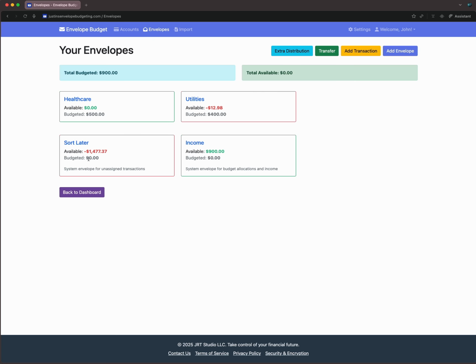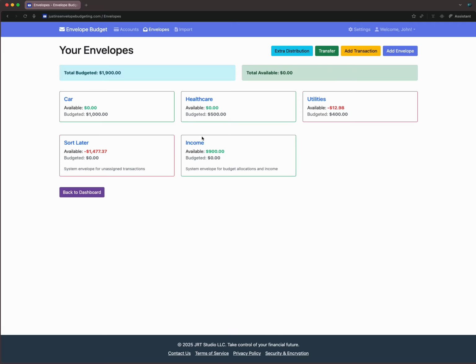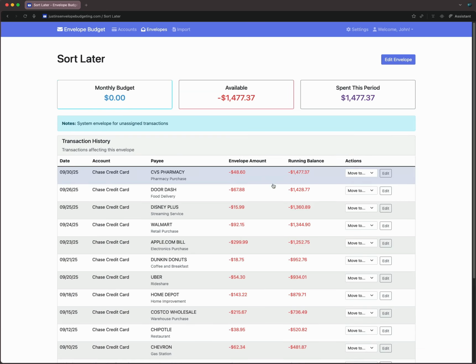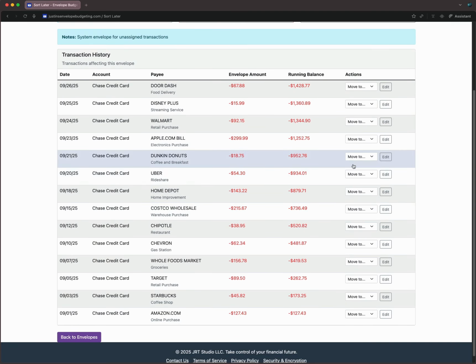And I know we had that one. I remember we had, we're just going to call it the car budget. Monthly budget for this envelope, $1,000. That'll get our car payment and gas and everything. So if we went to sort later, we can now say CVS Pharmacy was healthcare, and that'll disappear. And that Chevron one is going to go into the car budget.